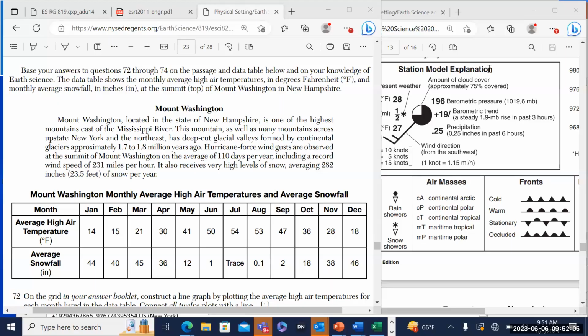All right, so now we're starting with question 72. Base your answers to questions 72 to 74 on the passage and data table below and on your knowledge of Earth science. The data table shows the monthly average high air temperatures in degrees Fahrenheit and monthly average snowfall in inches at the summit, the top of Mount Washington in New Hampshire.